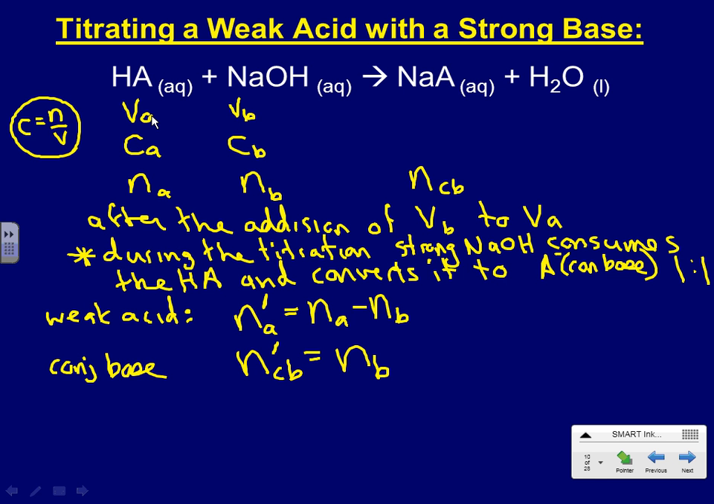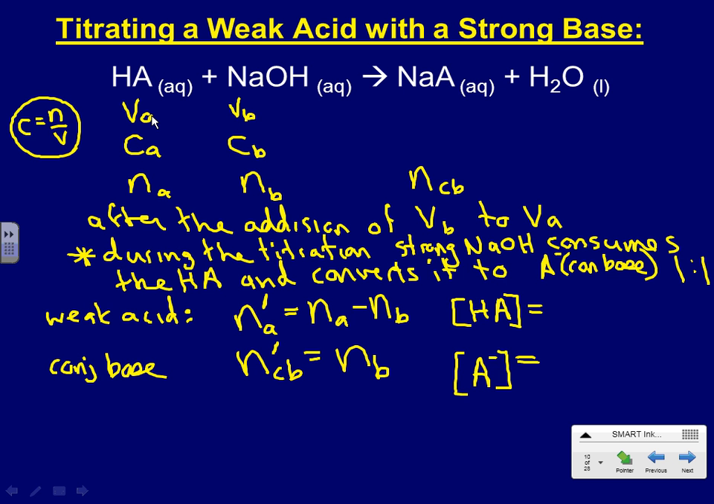In calculating the pH for a titration like this, in the end, we need to figure out how much HA is left in the water and how much conjugate base is left in the water after the addition of some base. And that's what's going to drive our calculations.